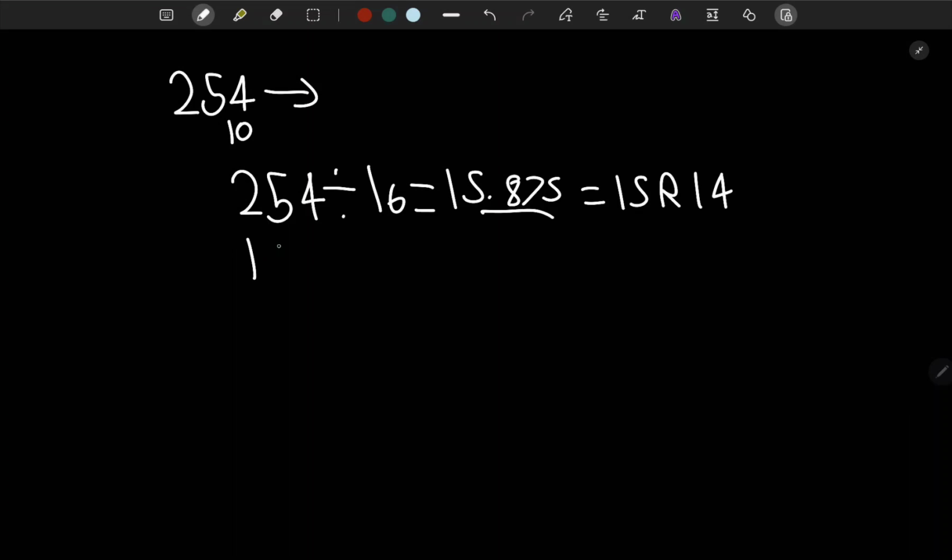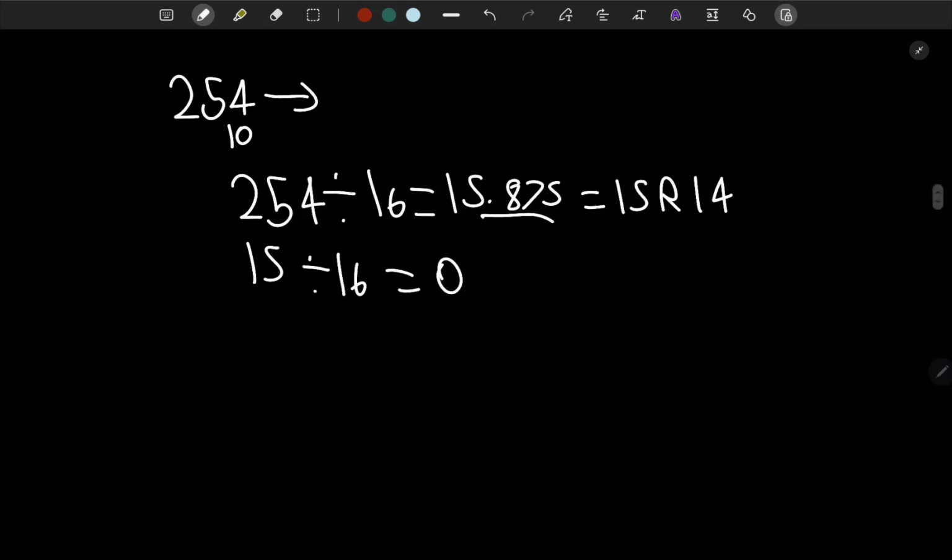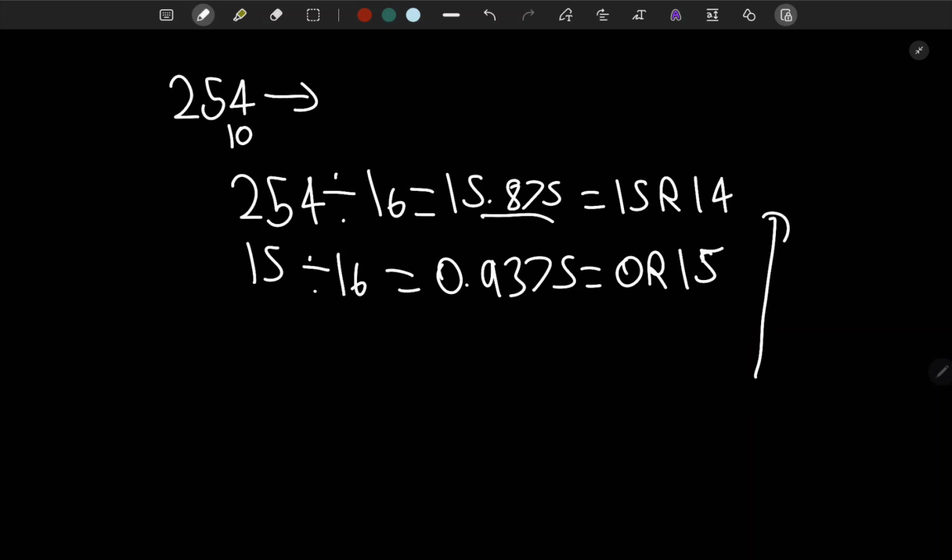Now moving on, 15 divided by 16 is 0, and the remainder will be, let me actually write the decimal first, 0.9375, and this is 0, remainder 15, and we need to stop when we get a 0. So now we need to go from the most bottom all the way up, so like this.